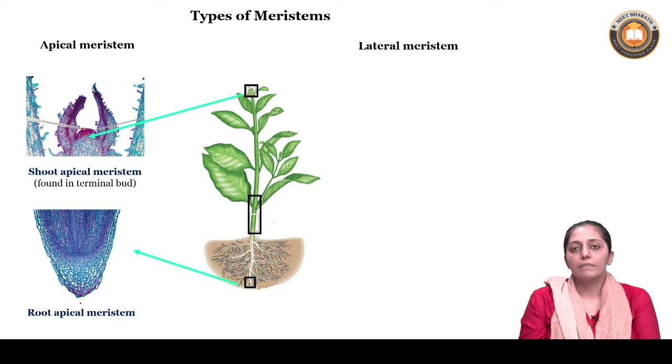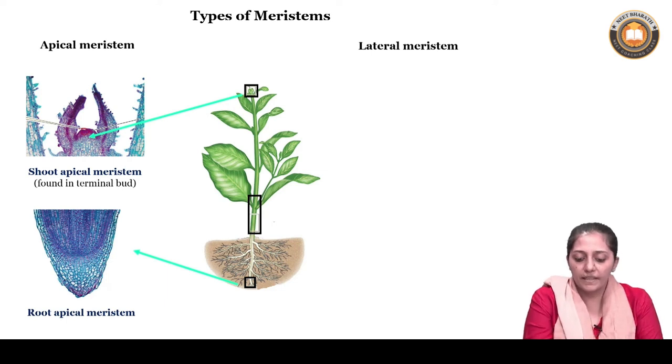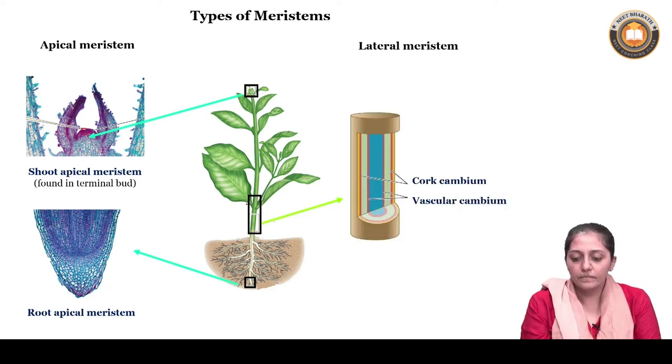The third type of meristem is called the lateral meristem, shown in between here with a rectangular box. Lateral meristem is responsible for increasing the width of the plant, which means the cork or the vascular cambium region. If you remember, the vascular cambium includes xylem and phloem elements, and the cork cambium is responsible for the growth in the bark region of the plant.